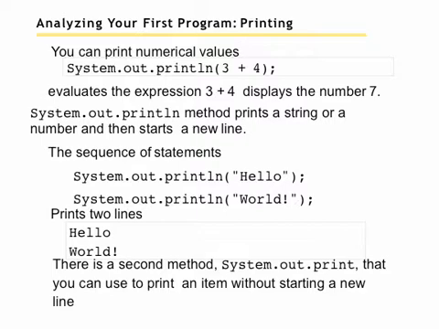So System.out.println prints what's in parentheses and then returns to the beginning of the next line. System.out.print prints what's in parentheses and then stays right there at the end of whatever it printed.